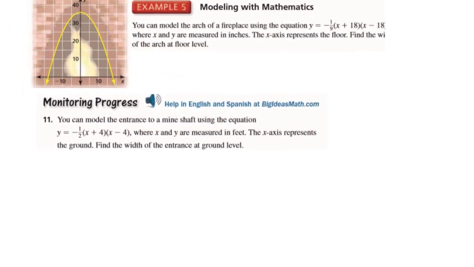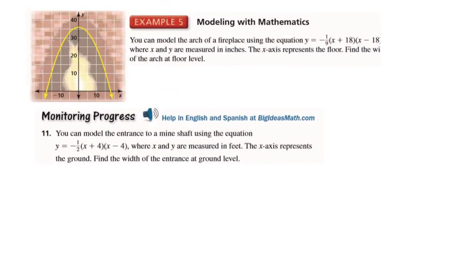And then finally, I had several people tell me that the last problem, they didn't get it. It wasn't in the video or something. It was cut off. So here's the idea of this. We have this archway over a fireplace, and they put a grid behind it so it's on the x-y grid. And we're given the equation that models the arch. And we know x and y are in inches. So this is the floor here. And we are to figure out how wide the entrance at the ground level is. So we want the distance from here to here.